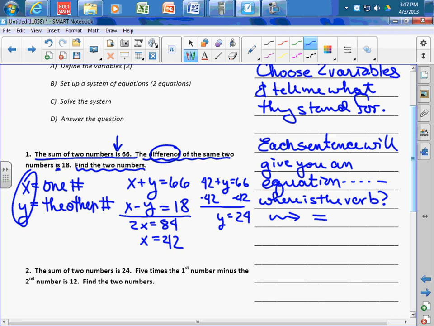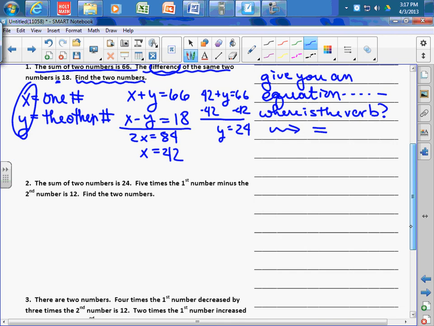So always check your answer to make sure that it works out. Do these two add up to 66? Yes, they do. Is the difference between the two 18? Yes, it is. 42 minus 24 is 18, so it works out.